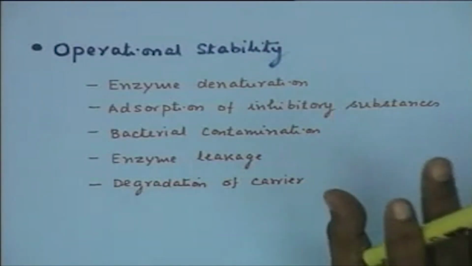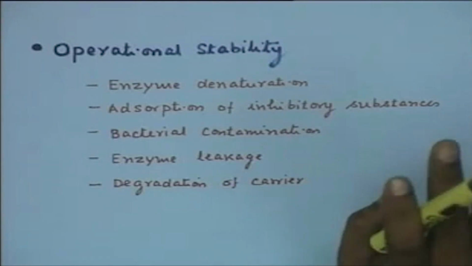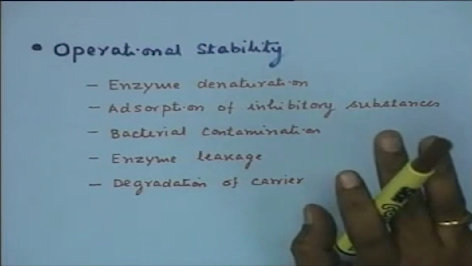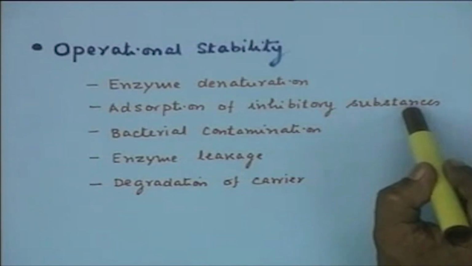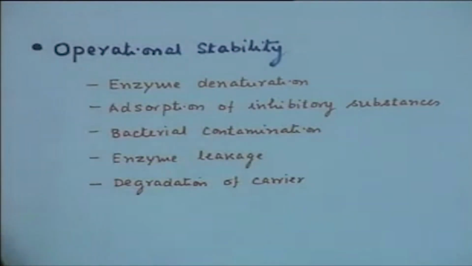Again, we measure it in terms of half life, and the various reasons which cause the loss of stability during operation are enzyme denaturation, the thermal deactivation of the enzyme, and adsorption of inhibitory substances, because the process feed stream might include certain toxic substances which might inhibit the enzyme activity.